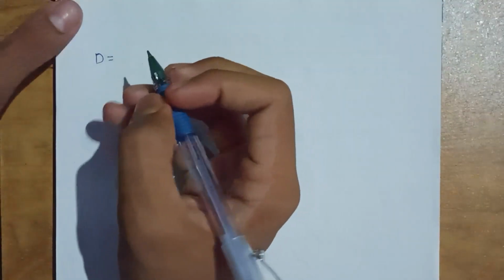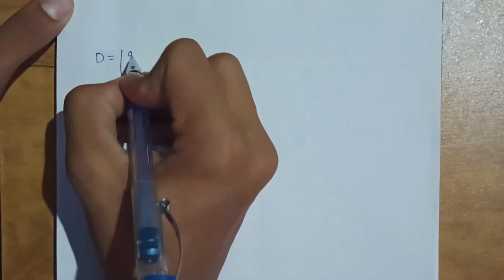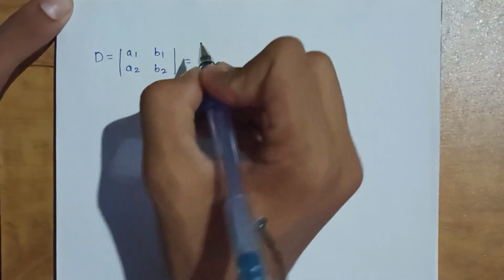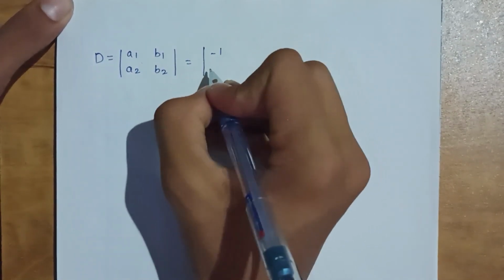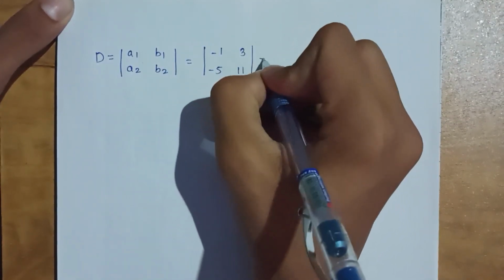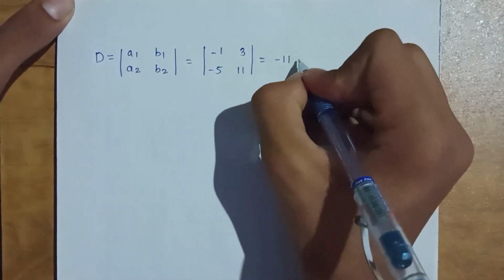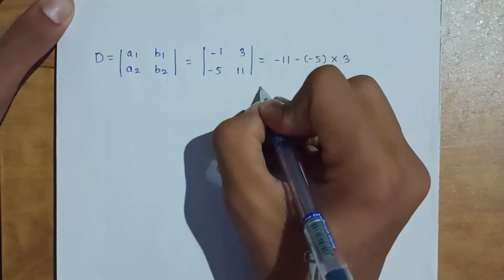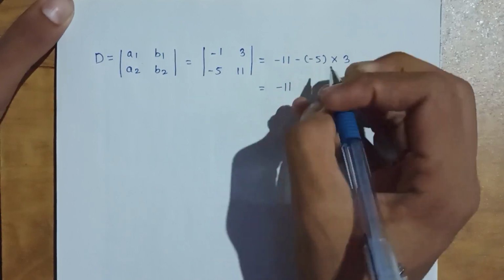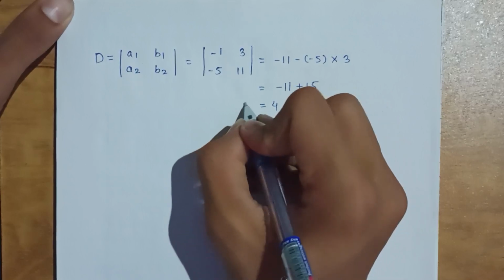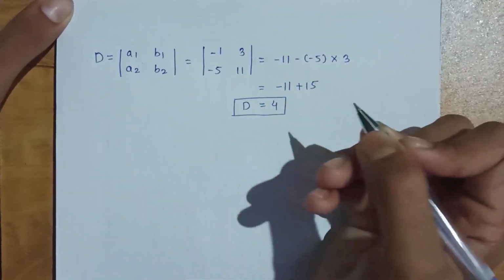Now we have to find the value of d, dx and dy. The formula for d is the determinant with rows a1 a2 and b1 b2. The values for a1 a2 are -1 and -5, and the values for b1 b2 are 3 and 11. Now we will solve this. We will get -11 minus of -5 into 3. Here -11 minus of minus will become plus, and 5 3s are 15. So the value for d is 4.